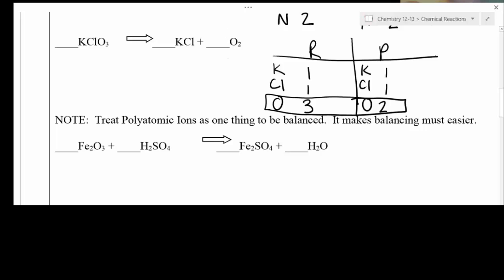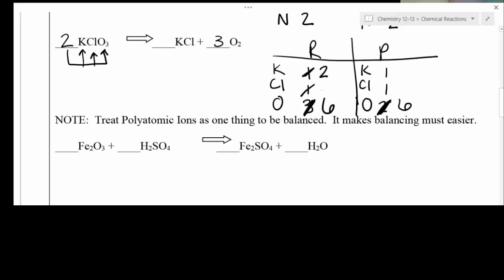So in order to have this side have 6, I need to put a 3 here. In order to have this side have 6, I need to put a 2 here. So 2 times the 3 equals 6. So now everything's balanced, right? Well, not quite. Because this 2 doesn't just affect the oxygen, it also affects the chlorine and the potassiums. See, so now I have 2 potassiums on that side and 2 chlorines, which means my potassiums and my chlorines need to be balanced out.